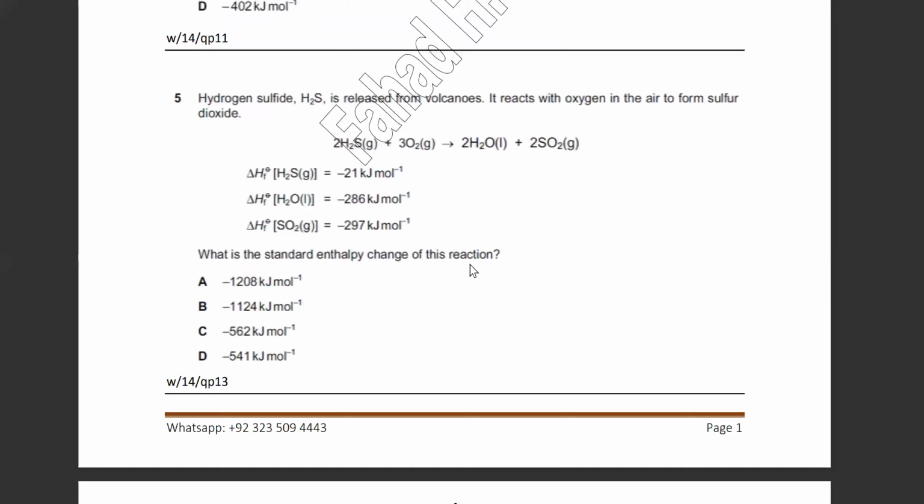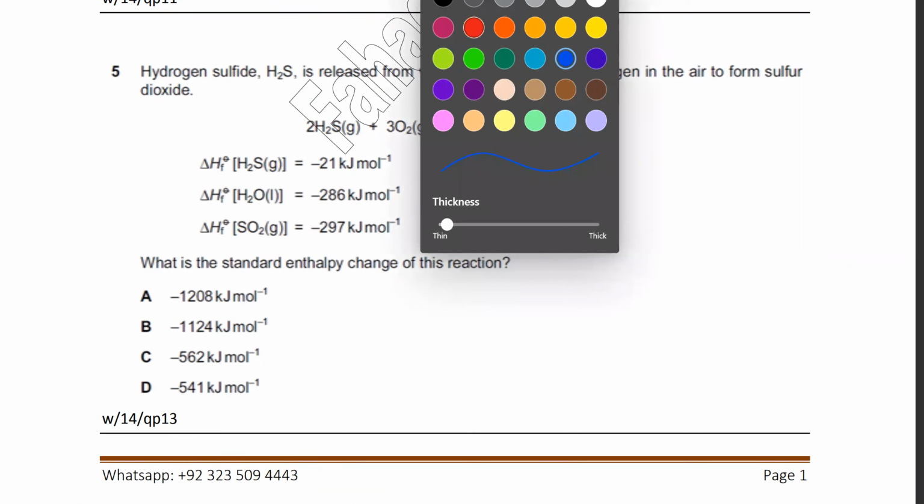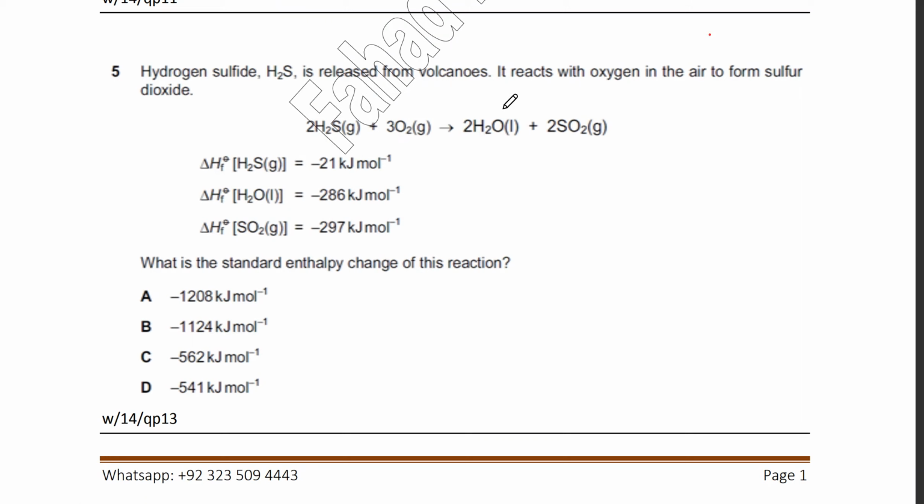practice these formulas. For example, they're looking for the enthalpy change of this reaction. So the enthalpy change of this particular reaction is basically the enthalpy of formation of the products. So the enthalpy of formation of SO2 is given over here.